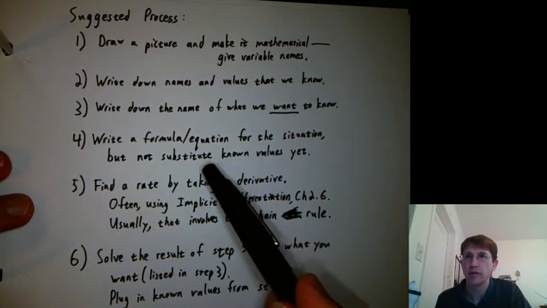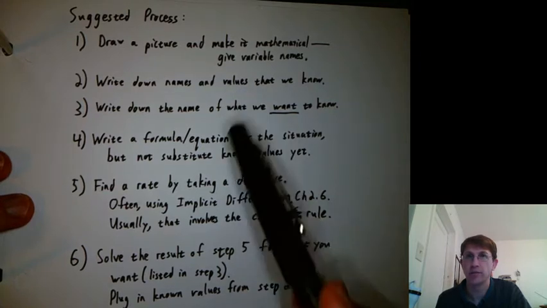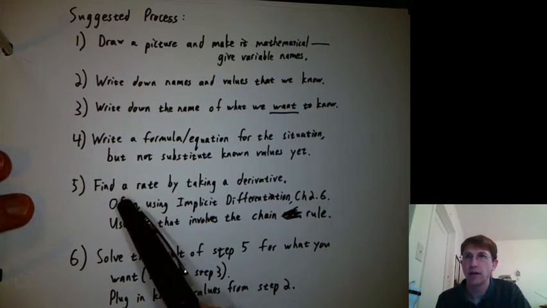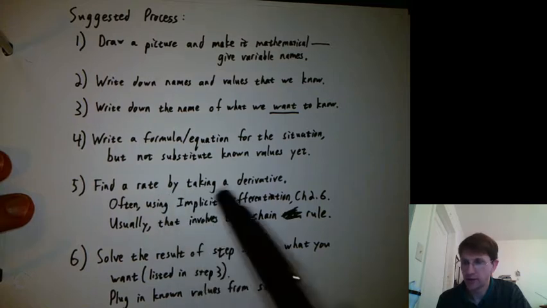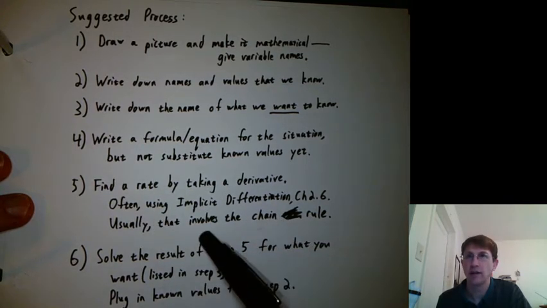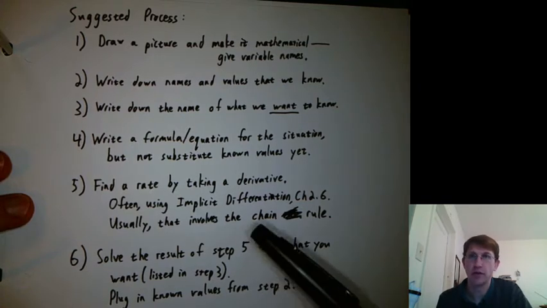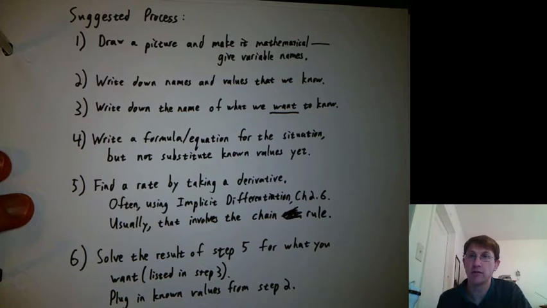Then write a formula or equation that describes the situation, but don't plug in the stuff we know from step 2 yet. Then find a rate by taking the derivative on both sides. Usually this needs implicit differentiation, and that usually involves the chain rule. So in some sense, if you're doing a related rates problem and you haven't used the chain rule, you should probably go back and check what's going on.